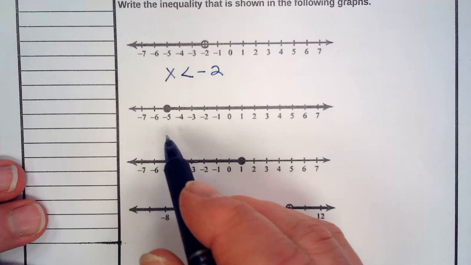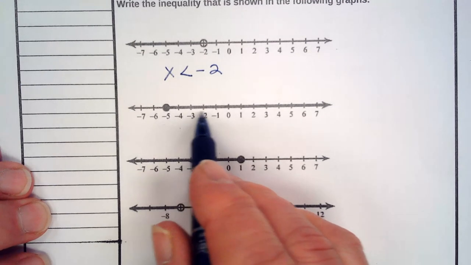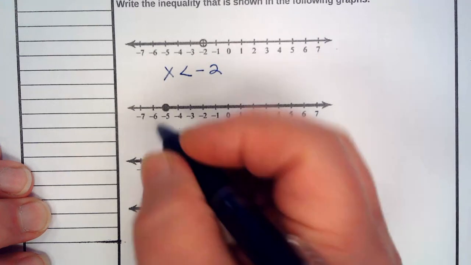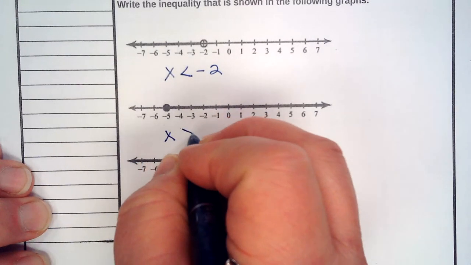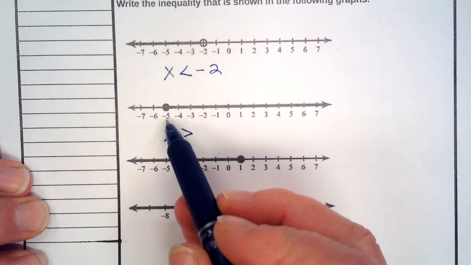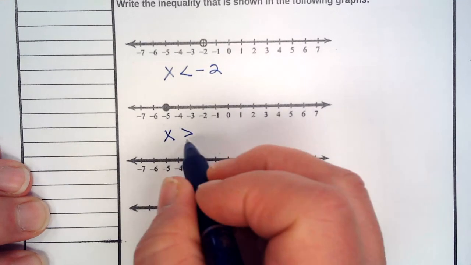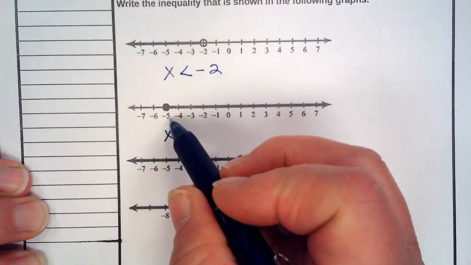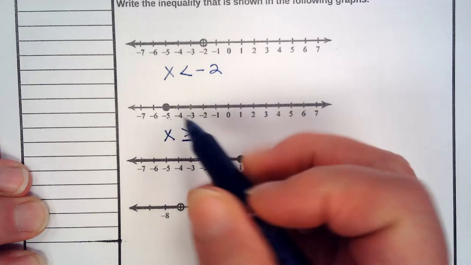For the next one, where do we start at? This time we're getting bigger. Bigger means greater. So x is greater than. Is it also equal to? It is equal to because it's a filled in circle, so we put the line underneath. What's the smallest number? Negative 5.